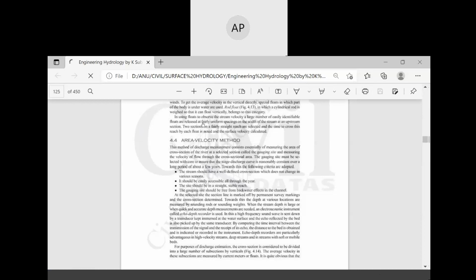So in last class, what did we study? We have studied about area velocity method, isn't it? So in area velocity method, there are different criteria where we can adopt this method. What are those? The stream should have a well-defined cross section.